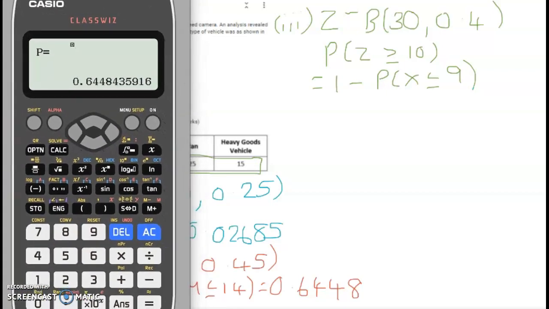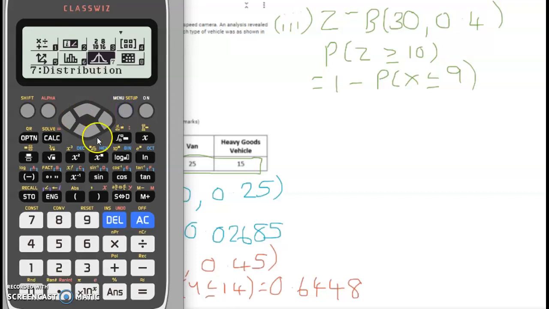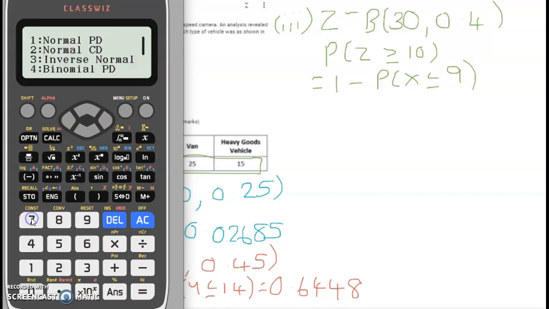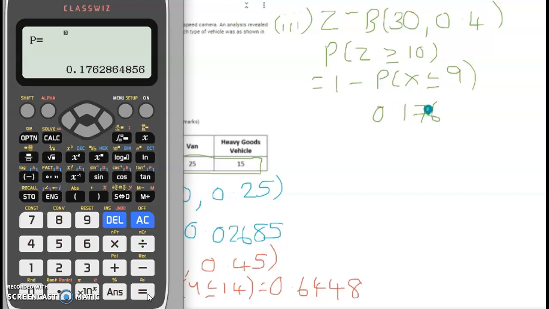So again, either in the tables or on the calculator, I need to go menu, distribution 7, scroll down to binomial CD, 1, and for variable, my x will be 9, my n stays still at 30, and this time my p is the combination of 0.25 and 0.15, so 0.4, which means I have 0.17628... And that's the bit I don't want, so I will minus that from 1 to give me 0.823714.